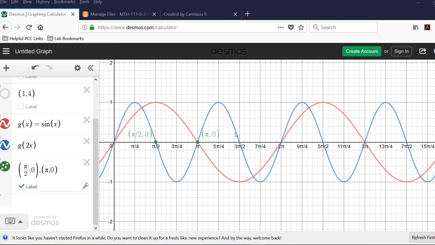So the result is the graph compresses by a half. In order to get the same values, you don't need to enter a big number. Before, you needed to enter pi to get 0. Now, because everything is being sped up, you only need to enter pi over 2. So think of this 2 as speeding things up. It's like running faster. So you don't need to enter as big of a number to get that same output to come out. And the result, visually, is that the graph compresses.